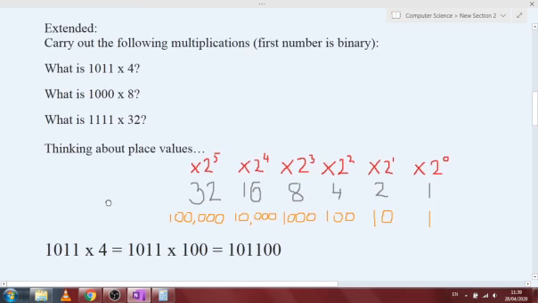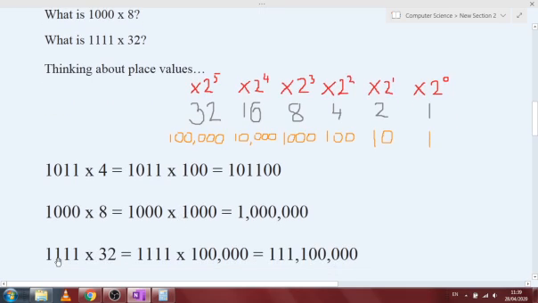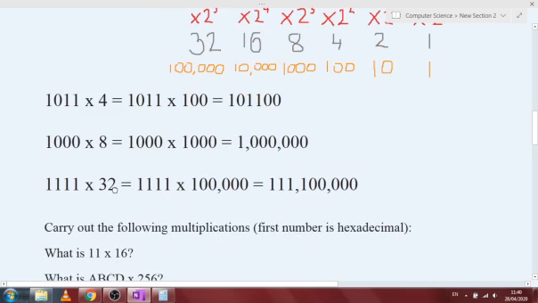So we can look at the examples down here. 1011 binary times 4 in decimal. We can convert this both into binary here. So we'd add 2 zeros to the number at the end. For 8, which is our third place, that will be 1,000 in binary. So we put 3 zeros at the end. And for 32, we have 1111 times 100,000, and we add in the 5 zeros onto the end. So when we multiply by 32 in binary, it's like multiplying by 100,000. We'll add 5 zeros to the end of the number.